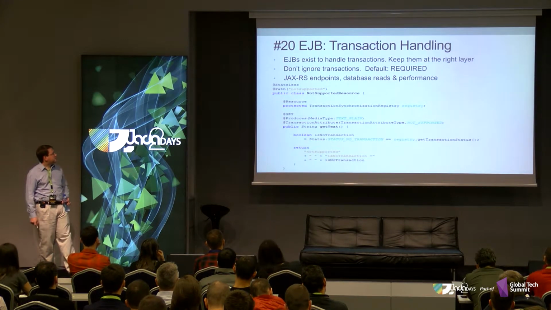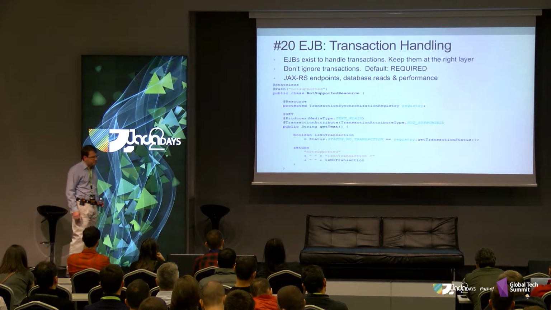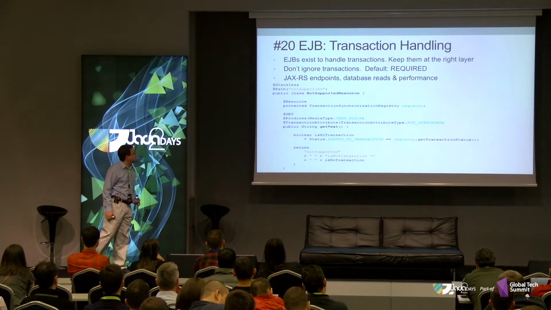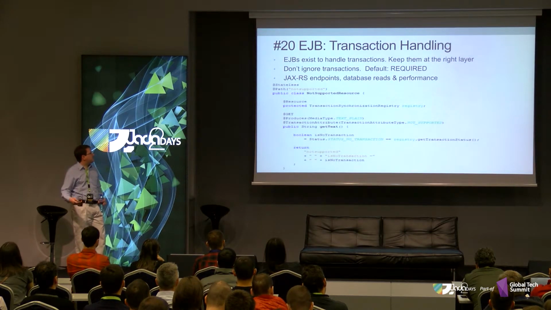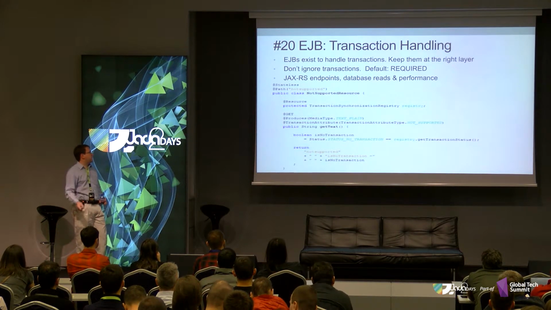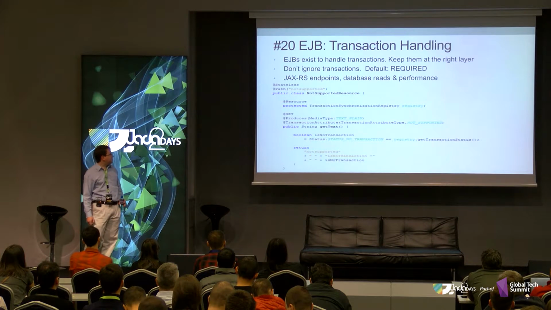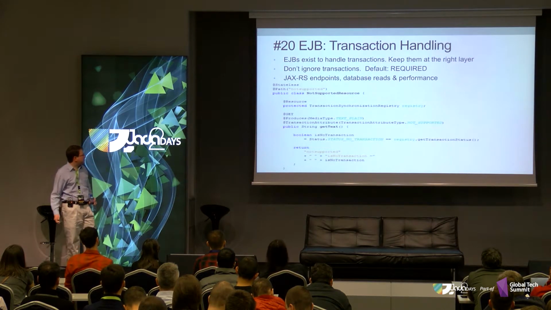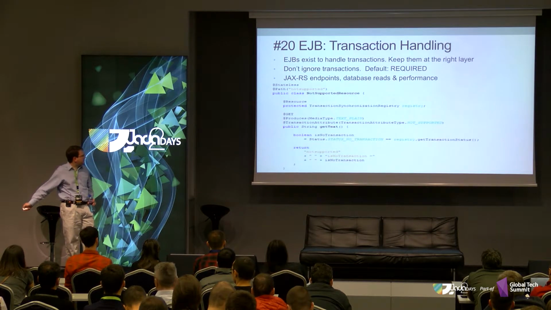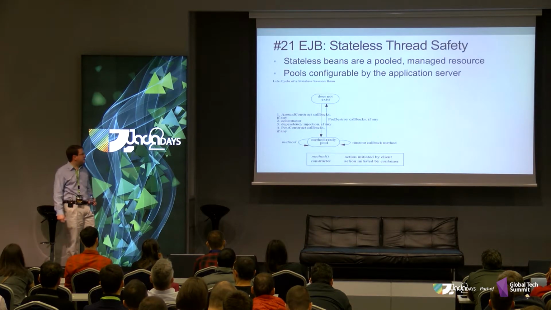The next thing is transaction handling. EJBs exist to handle transactions. Keep them at the right layer. So in the case of this example right here, you use JAX-RS endpoints for database reads. You would not need to turn on transactions if you're just doing simple reads on data that doesn't change that often. In the case of this code down here, this is basically demonstrating that the transaction type is not supported, so we don't want a transaction in play, and it'll actually throw an error if there was a transaction in place.